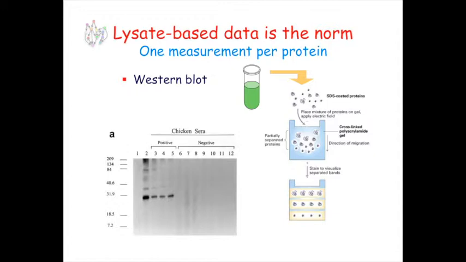What do I mean by lysate-based data? We get a test tube of cells, let's say from a cancer patient. We put it in a blender, essentially a lab blender, and we make a lysate of cells. And then, using different techniques, I'm showing a classic one called a Western blot here. Using different techniques, we fractionate out the proteins and quantify them.